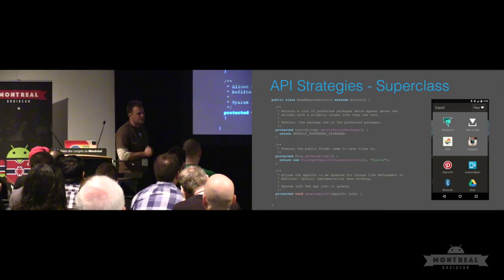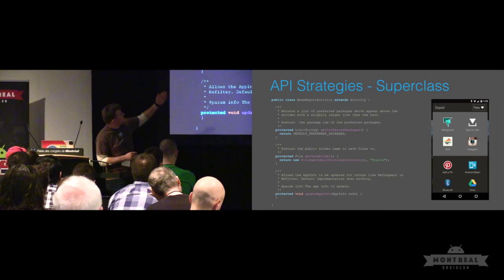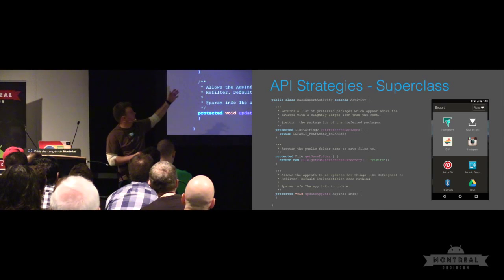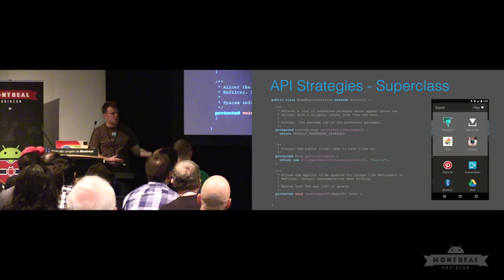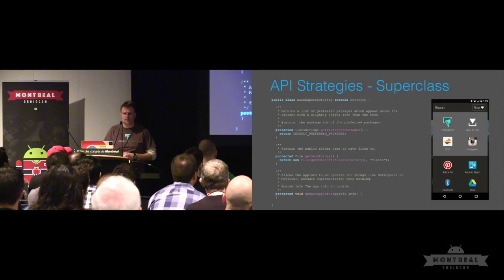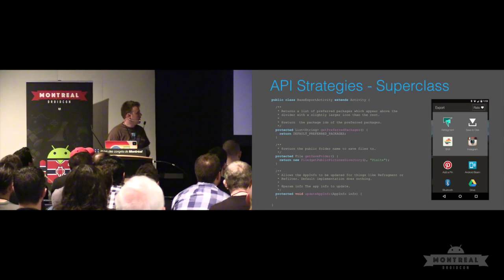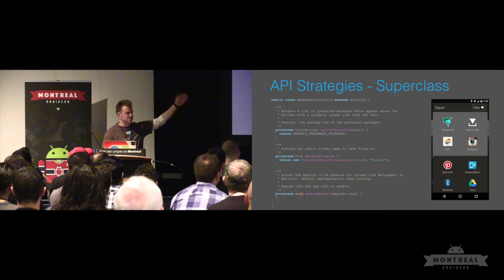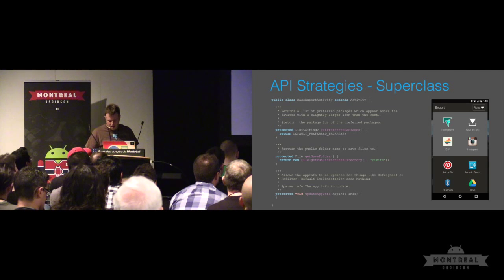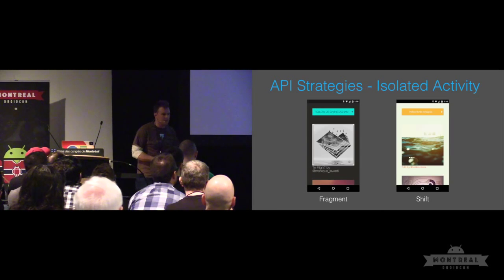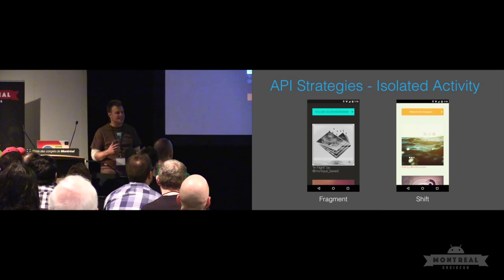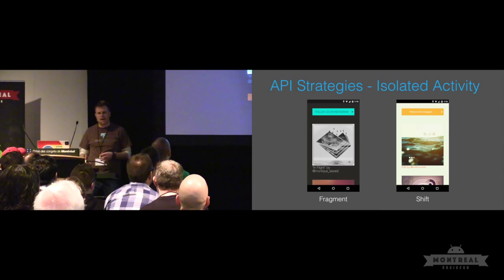It can be limiting. In this case, you can see base export activity extends activity, but what if that needs to be action bar activity or fragment activity or something like that? That's kind of the challenge there. You don't really want to have to build 16 of these for each variant of activity. Another approach is what I like to call the isolated activity. And with an isolated activity, we're using an intent as our API.